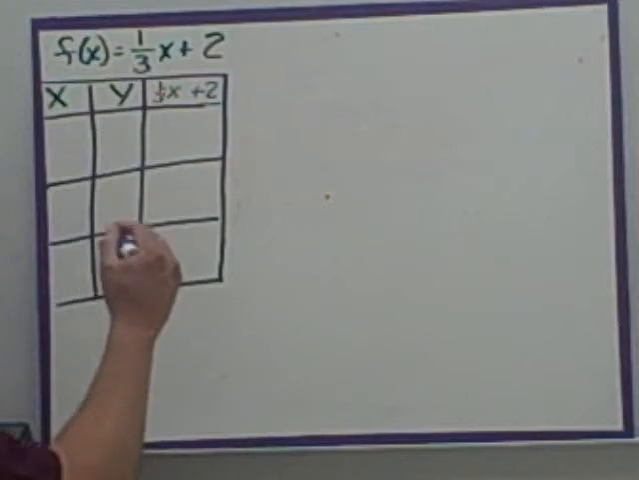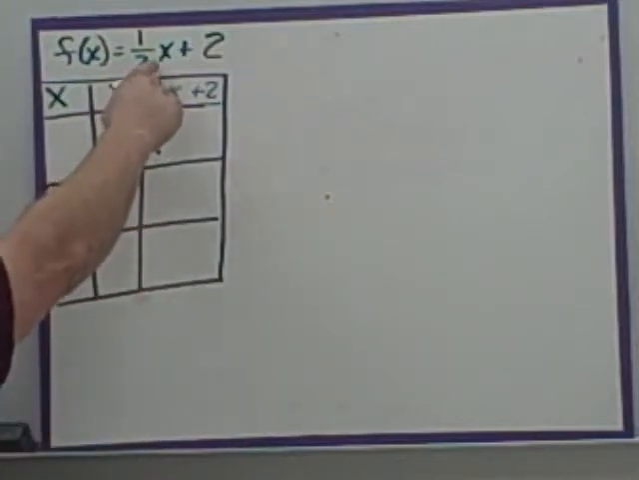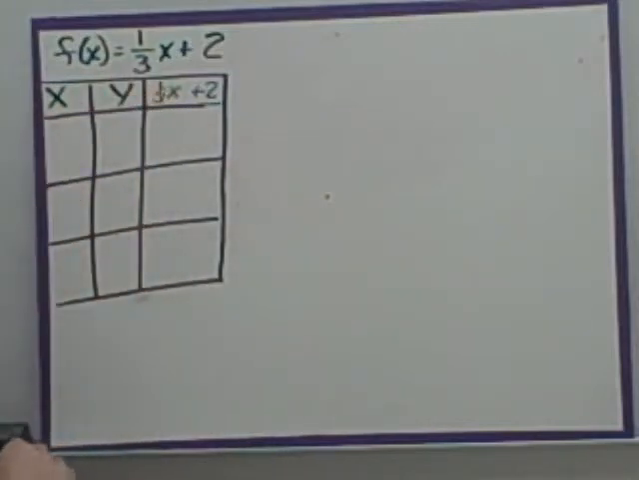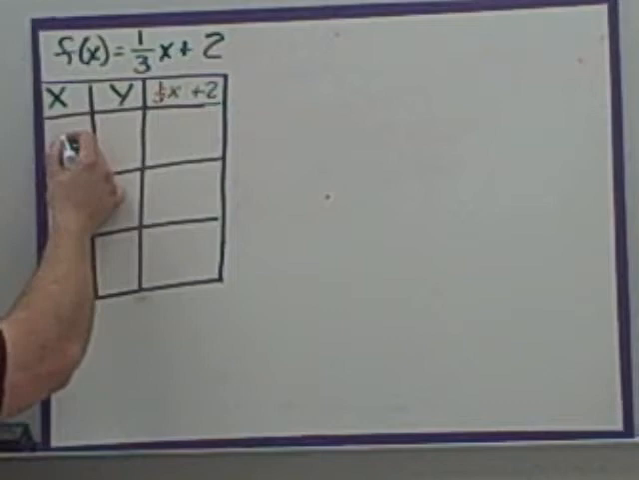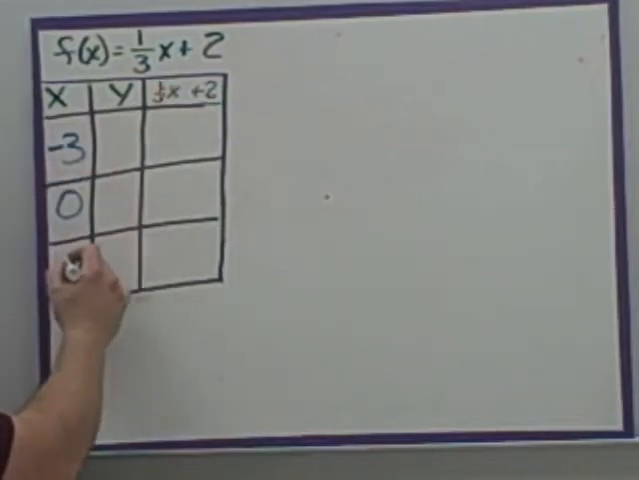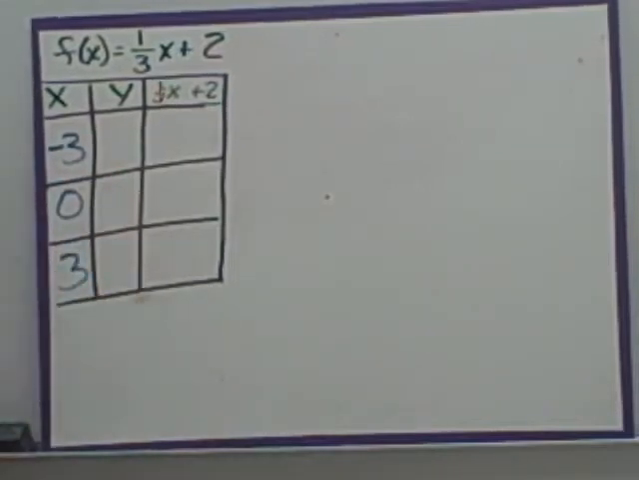So I'm going to choose multiples of 3. Anytime you choose a multiple of the denominator, when you multiply by that number, it's going to eliminate the fraction. So I'm going to do -3, 0, and +3.